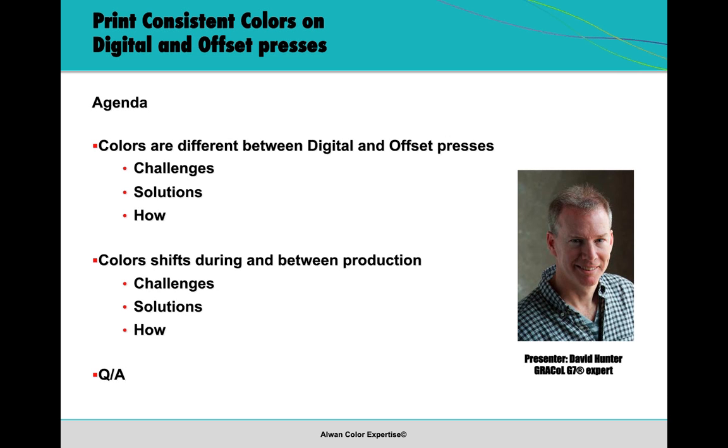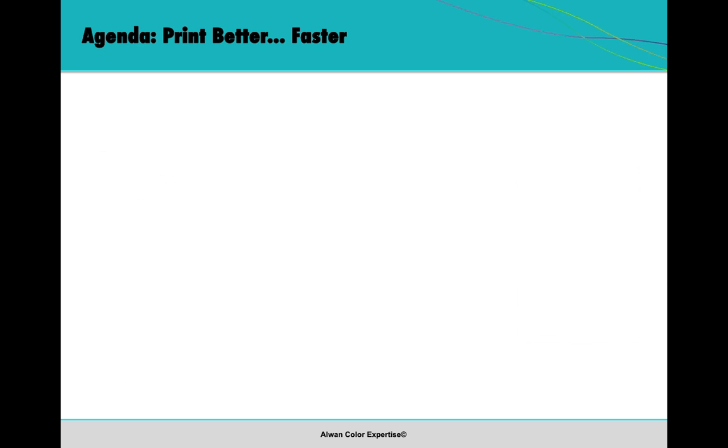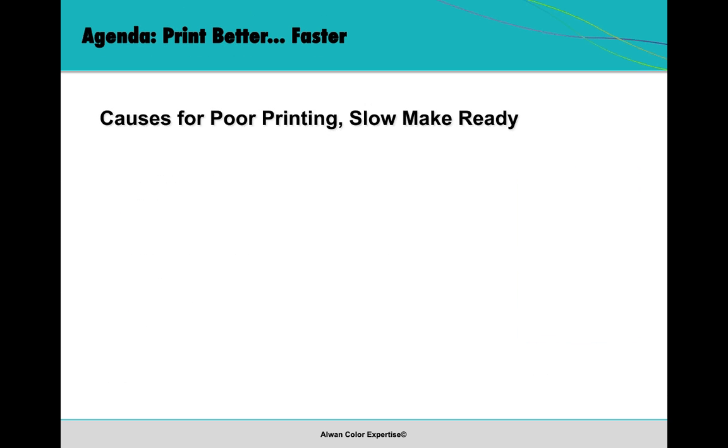In addition to the device color being different, whether it's a digital press or an offset press, you have other issues related to the precision or the consistency of each device to itself. So we'll talk about what causes this and how we can fix it. And I'll also provide some sample files for you to see how well your devices print and how consistently they print. So whether we're talking digital or conventional, we have multiple causes for poor printing and slow make-ready.